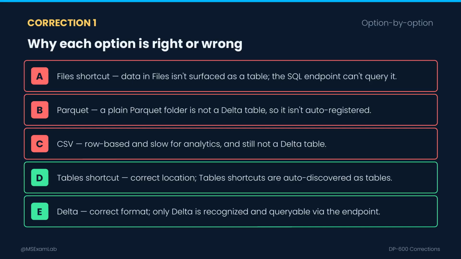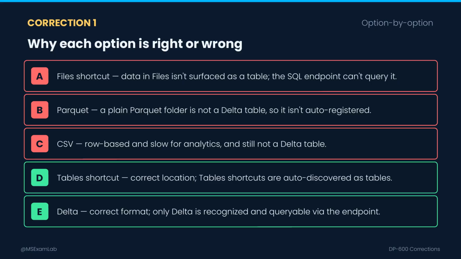Let's go option by option. Option A, a shortcut in the Files section, wrong because data in files is never surfaced as a table, so the SQL endpoint can't query it. Option B, Parquet, wrong because a plain Parquet folder is not a Delta table, so Fabric doesn't auto-register it.